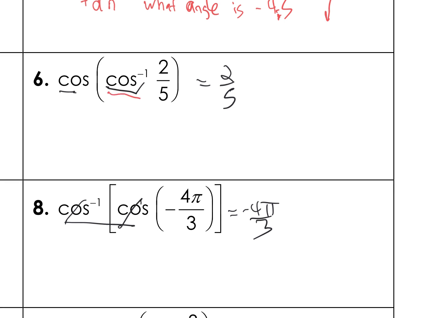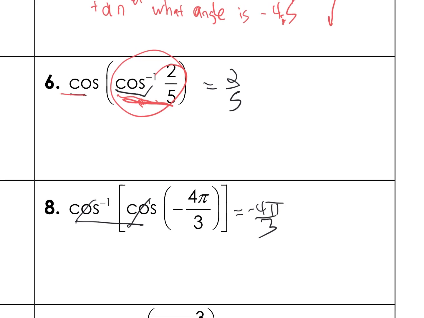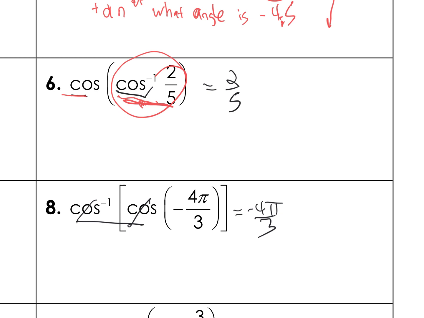Arc cosine of 2/5. Can I take the cosine of that answer, whatever that becomes? As long as the value you're going to get inside here is between -1 and 1, it would be okay. I can take the cosine of anything between -1 and 1.